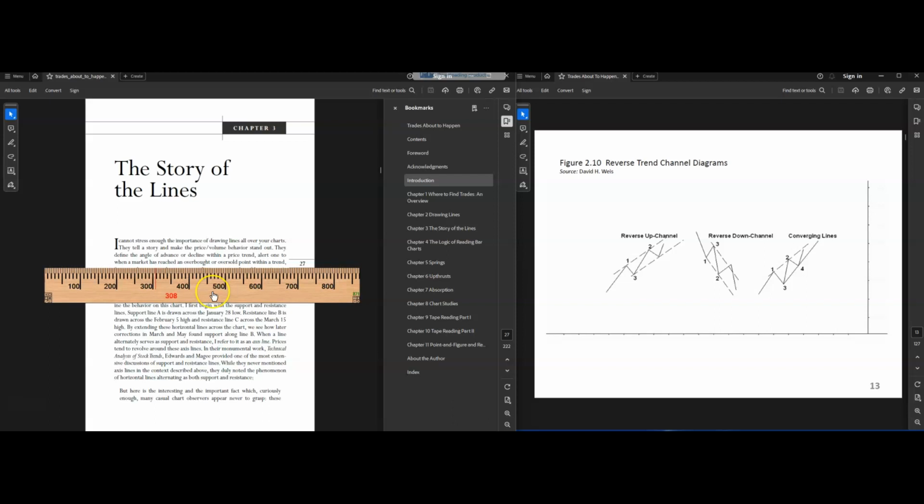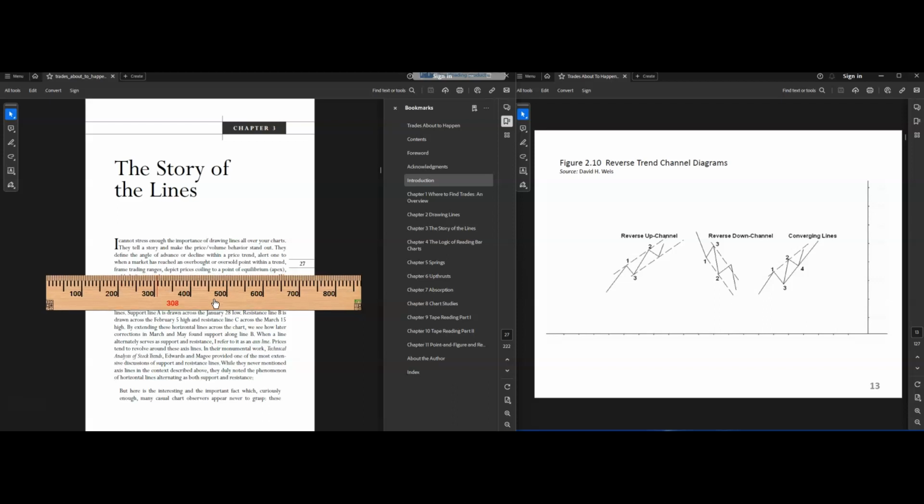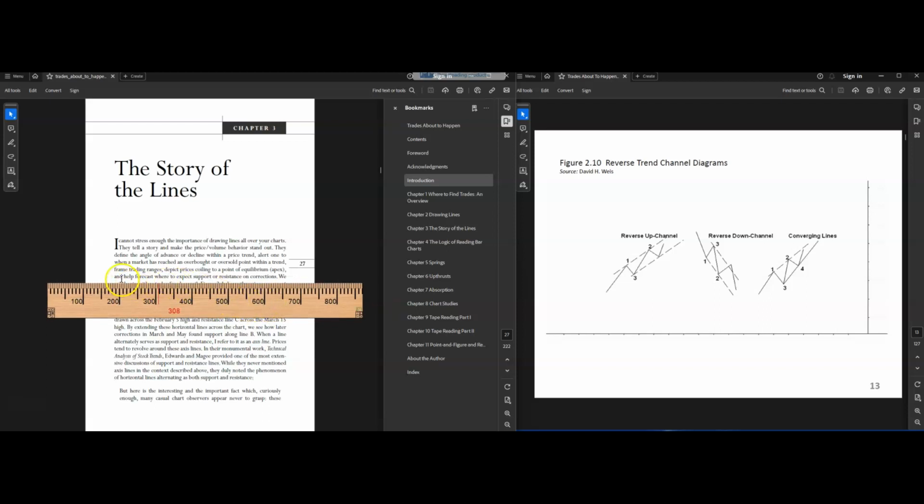They define the angle of advance, etc. They alert one to when the market has reached an overbought or oversold position, and also when the market has gone to a level of interest. They frame trading ranges and depict prices coiling to a point of apex. Why is apex important? That's how trading ranges are resolved. One way of resolving trading ranges is apex. The second way is springs and upthrusts. They also help forecast where to expect support and resistance on corrections, meaning the rally, pullback. So the former support becomes resistance, and former resistance becomes support.